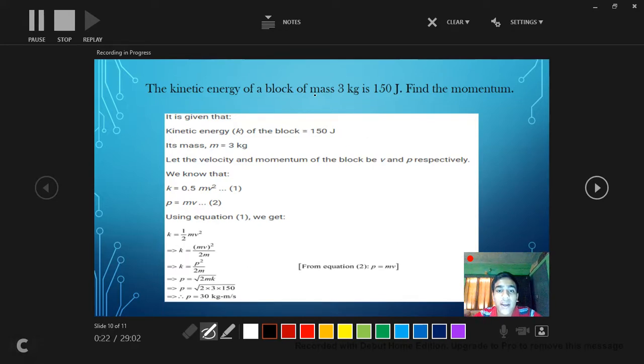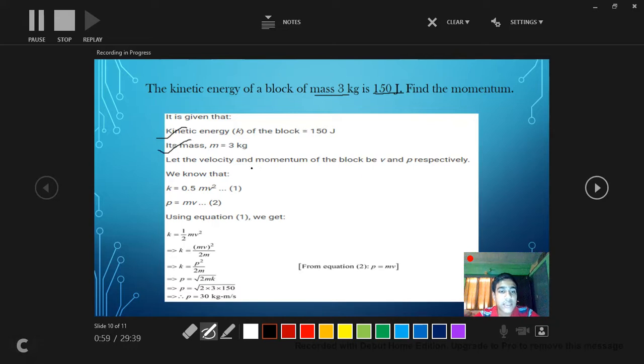You are provided the mass and the kinetic energy. You will think that P is equal to mass into velocity, but mass is given and velocity is not given. How will we find it? It seems not possible, but it is possible. The formula of kinetic energy is half into mv square. It is given that kinetic energy is 150 joule. Joule is the unit of energy. Heat is also energy, not wrong.